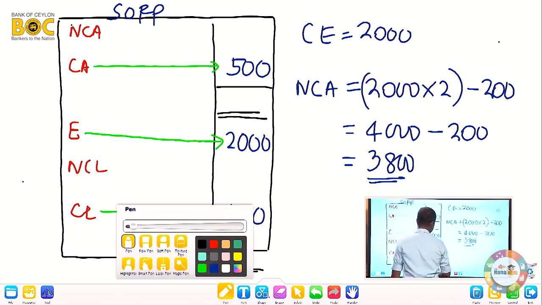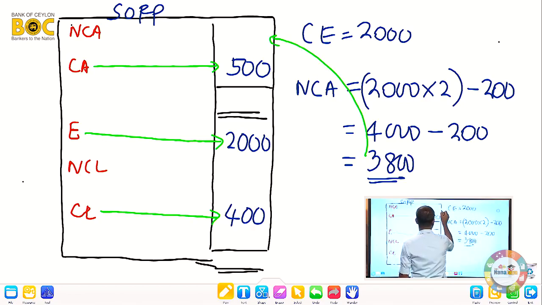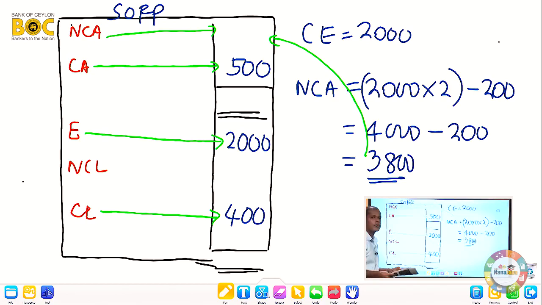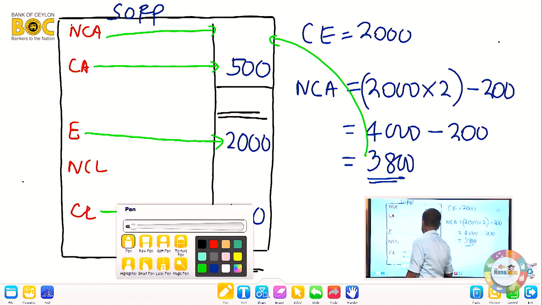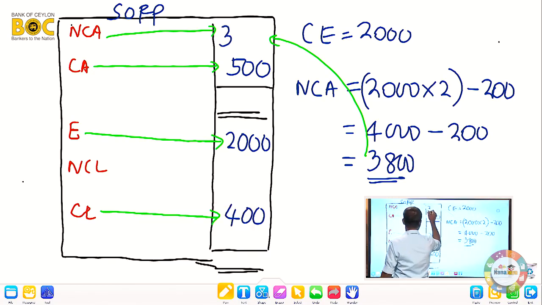Non-current assets equal your equity 2,000 times 2, minus 200,000. So your non-current assets are 3,800,000 rupees.